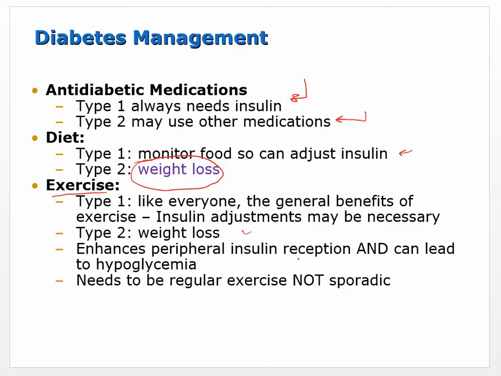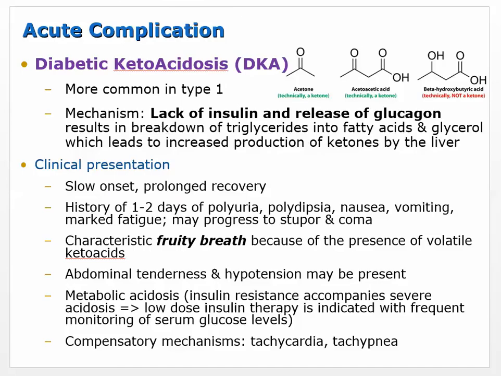Exercise enhances peripheral insulin reception and can lead to hypoglycemia, which is kind of an indication that maybe your receptors are starting to work, okay? Now, the important thing is it needs to be regular exercise, not sporadic. If it's sporadic, then that's just going to cause you to get dizzy, lightheaded, and pass out. You want your body to adjust and to adapt to having regular exercise.